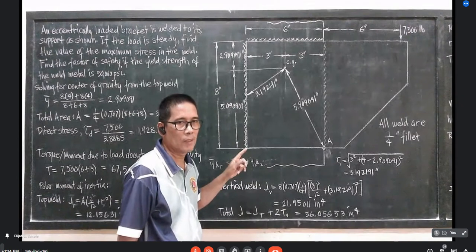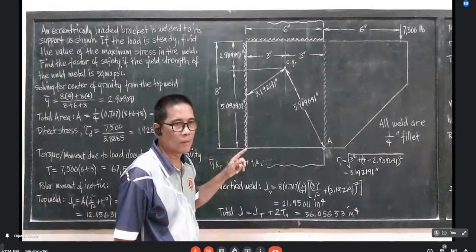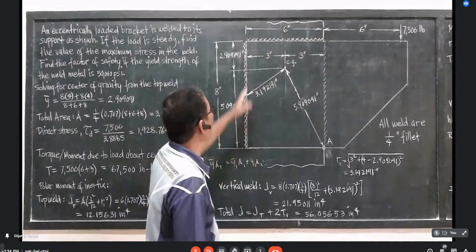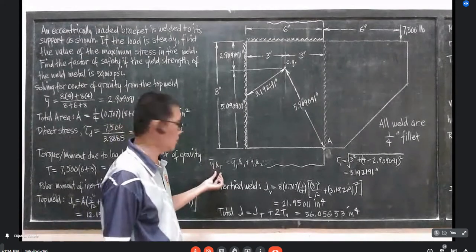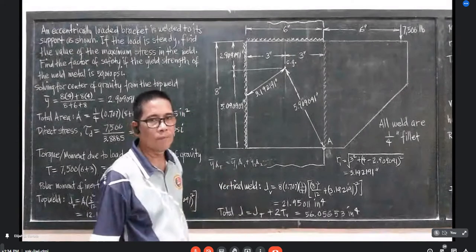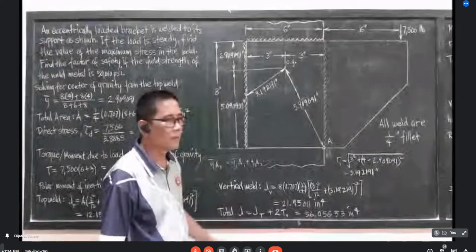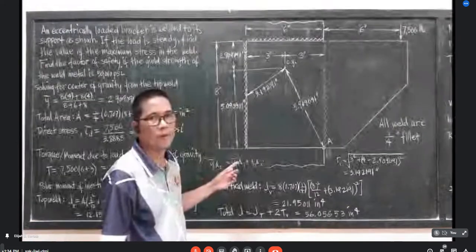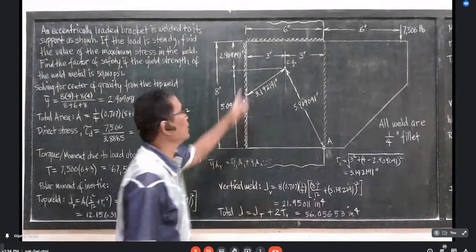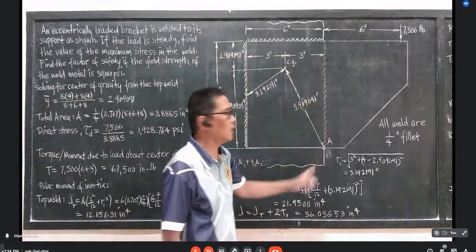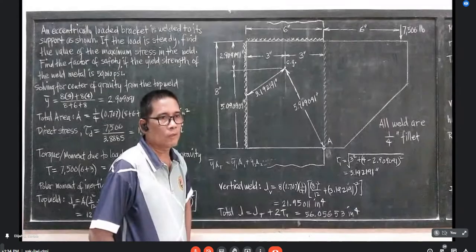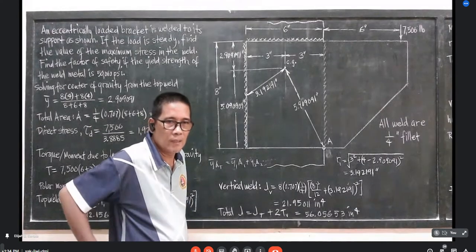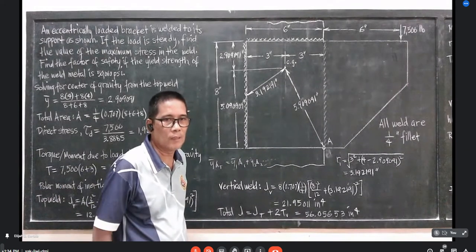Times the total area of all the welds. We want this. All of these are 1/4 inch fillet welds. Throat area. I'm talking of throat area, huh? We are not talking of throat area.